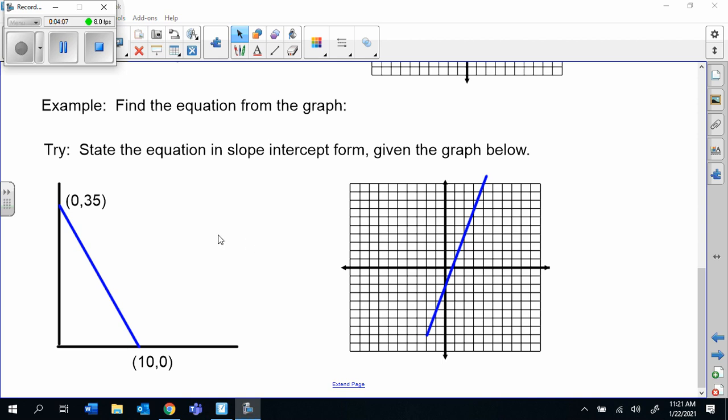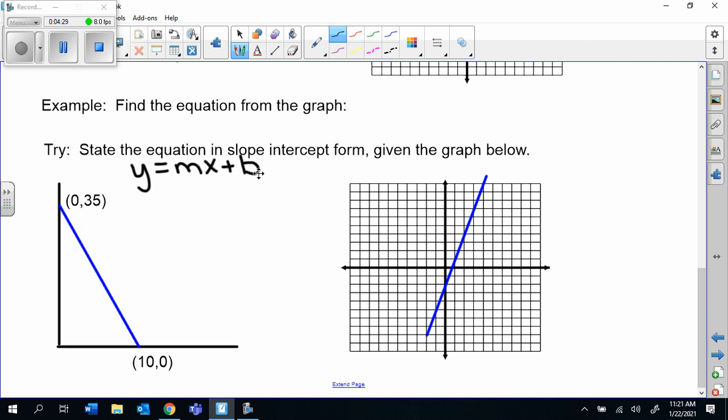All right, our next problem says, now we're going to reverse it. I don't think we have done ones exactly like this yet. It says, state the equation in slope-intercept form given the graph. I know there are problems like this on the homework because I chose them. So we need those two pieces. We need the slope and we need the y-intercept. This one you can just pick off the graph. So that y-intercept is just right there. Where does it cross the y-axis?